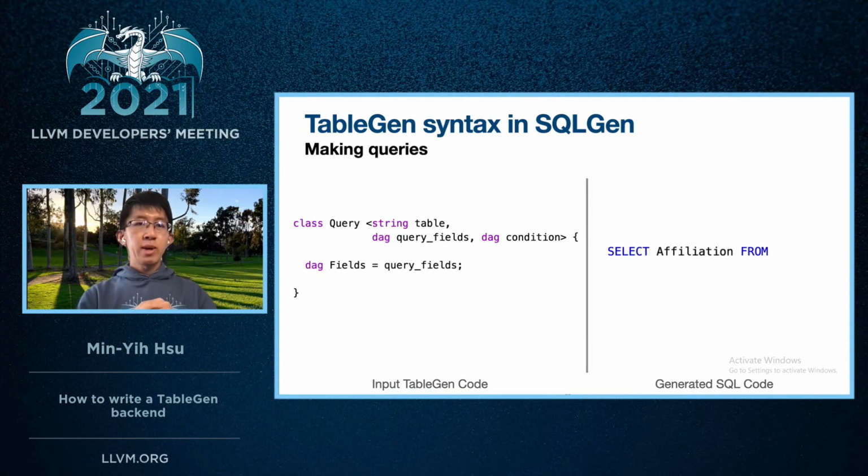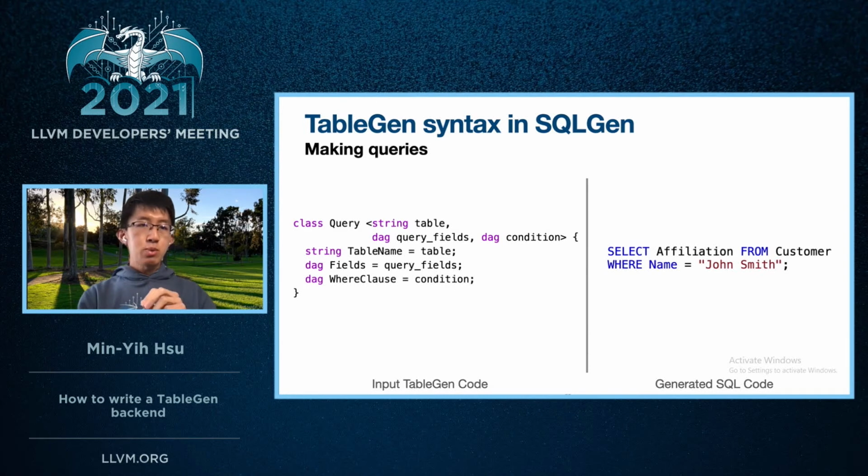The things that go right after the select directive are columns, the SQL columns you want to print. This information will be stored as a DAG object in our query TableGen class. Then we're specifying the table we want to query from. Finally, we can add a condition to filter out results using the where clause. This information is also stored as a DAG in our query TableGen class.